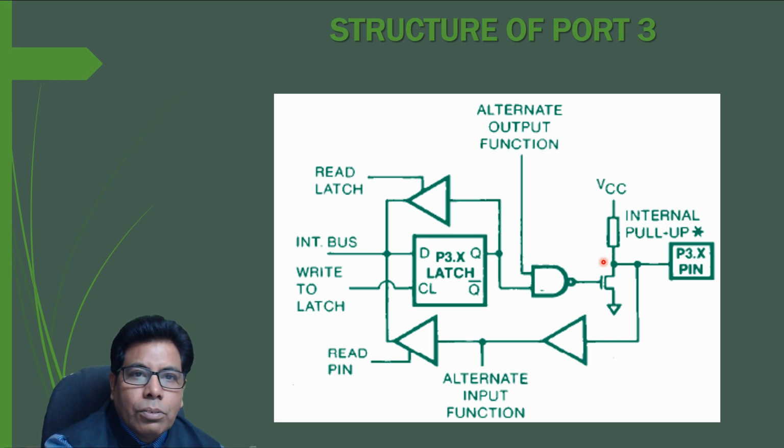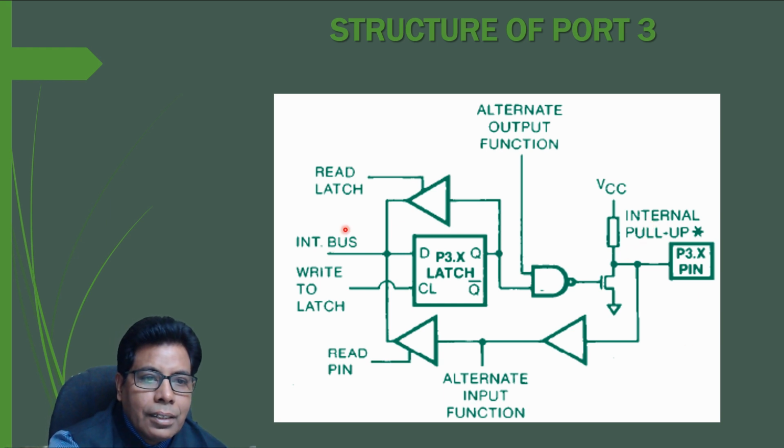And this is the structure of port 3. Here we have alternate input functions, and here also we are giving the alternate output functions. These inputs are there, and this is the internal pull-up resistor. The other structure is the same as port 1 and 2.